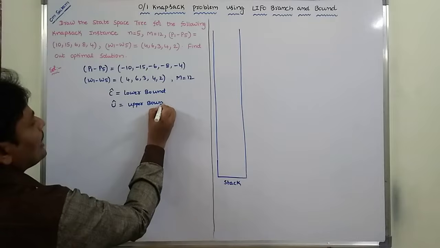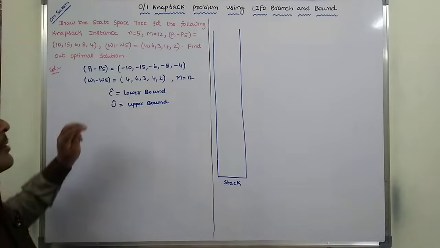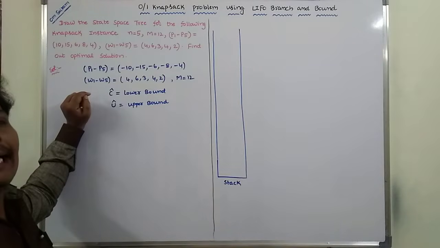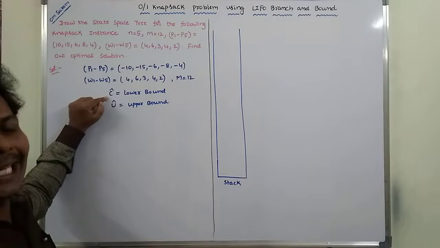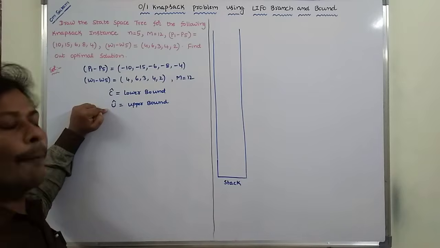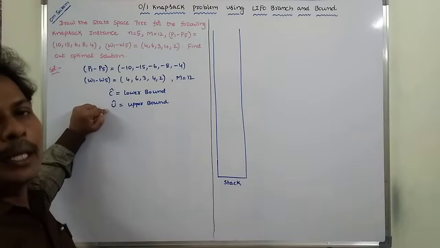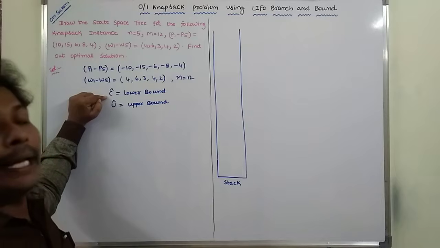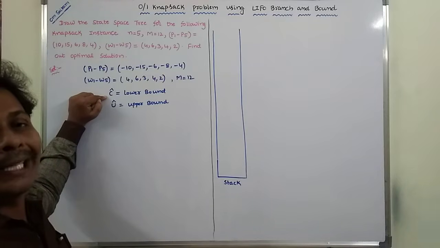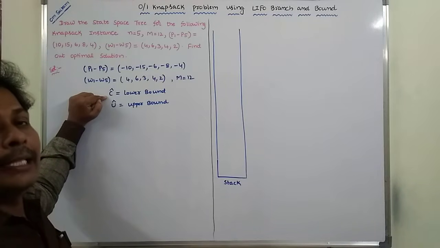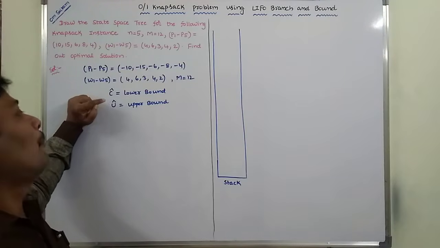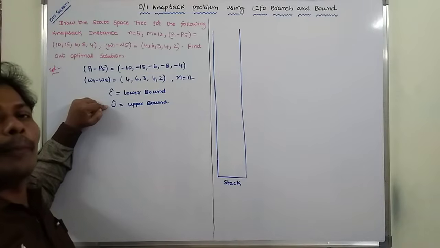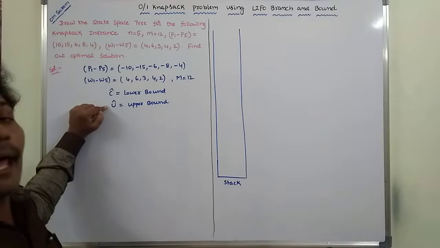For each and every node in the state space tree, we have to calculate two bounds. One is the lower bound, denoted by C cap, and another one is the upper bound, denoted by U cap. While calculating the lower bound for a particular node, it allows fractions of the objects. But while calculating the upper bound, it does not allow fractions of the object.